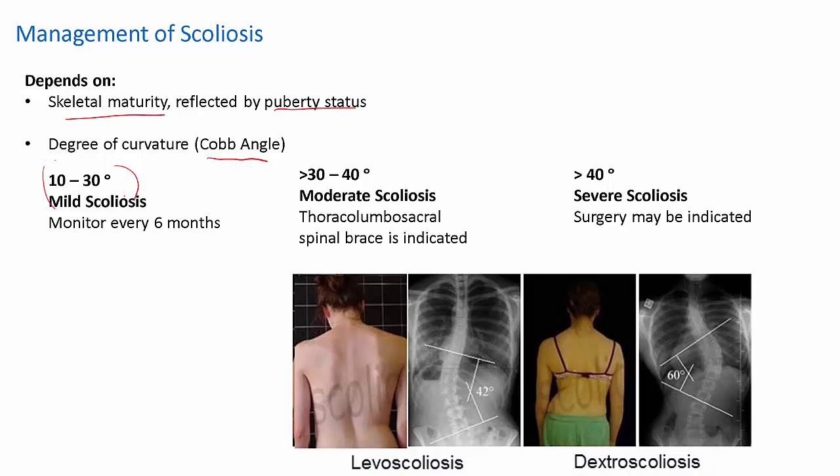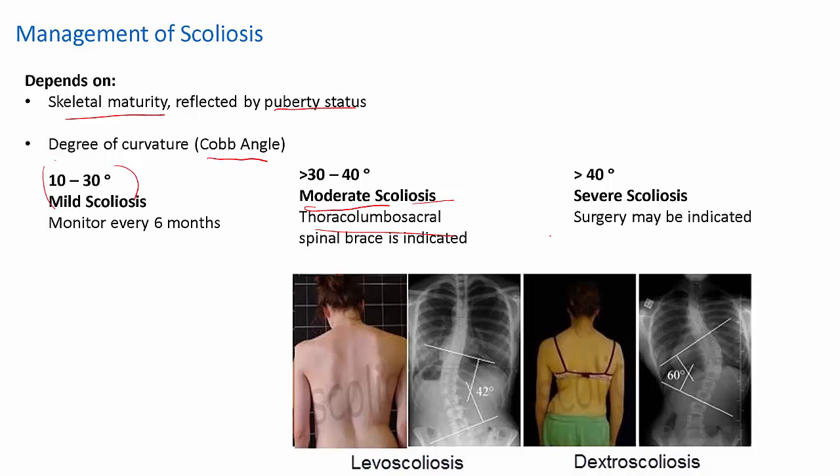Has there been an increase in that Cobb angle? If it goes beyond 30, then we consider it moderate scoliosis. And this is where you might have to have a brace, a thoracolumbosacral brace. I guess they had to put every segment of the vertebral column in there, except for the cervical area. But anyway, a thoracolumbosacral brace might be indicated, so that should help eventually straighten the spine up.